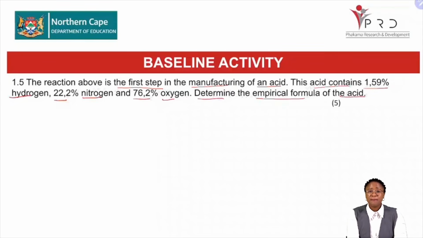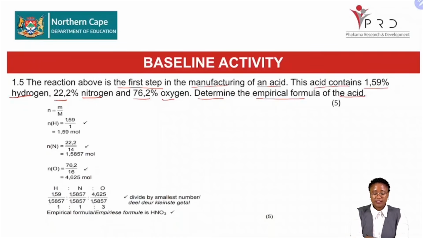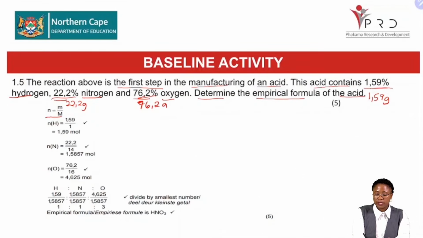Remember I said you need to remember how to do stoichiometry calculations, which is something that you've learned in grade 11. So what is the first thing that you are going to do over here? The first thing is to take the percentages and convert them to masses. If you convert that to mass, that will be 1.59 grams, 22.2 grams, and 76.2 grams. You just take the percentage and convert it to grams.